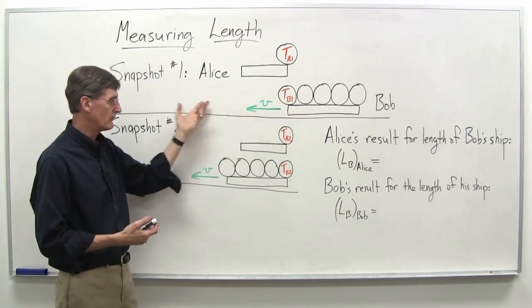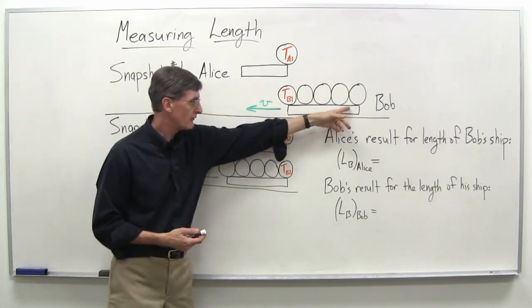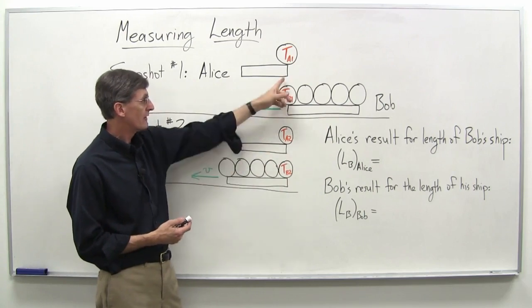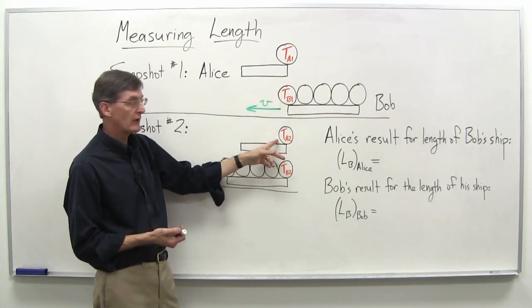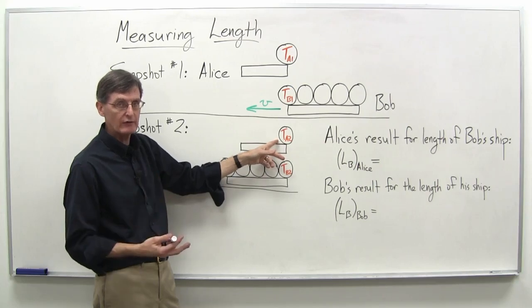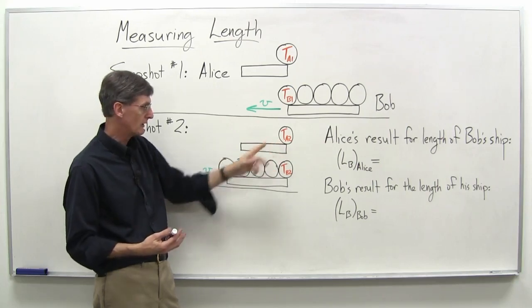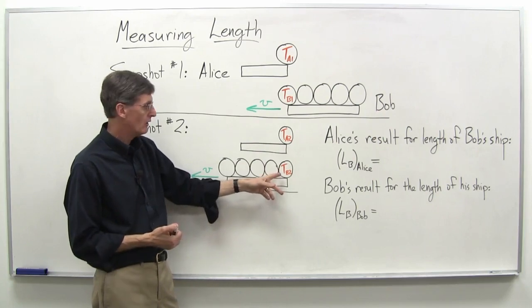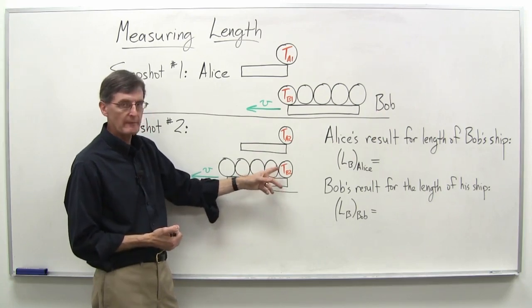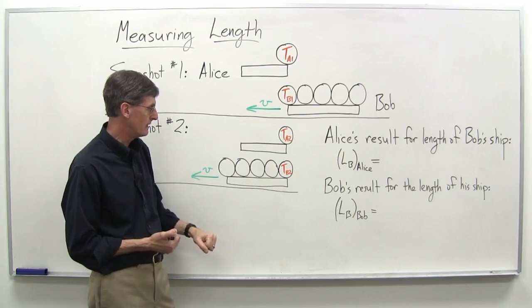Bob's spaceship travels on. And then when the end of Bob's spaceship reaches that point, another photograph will be taken. By that time, Alice's clock will be at T sub A2, her clock at time 2. And Bob's clock will have some TB2 on it as well, time B, number 2.